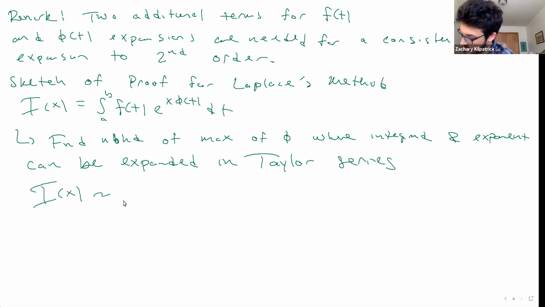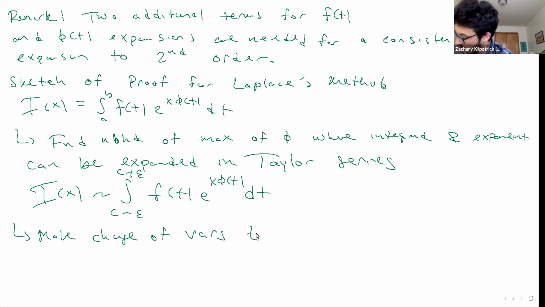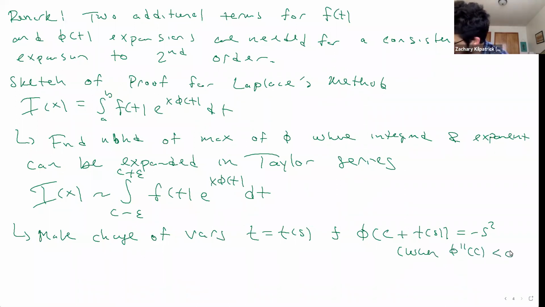In that case, we can write I of x to leading order as the integral from c minus epsilon to c plus epsilon, f of t, e to the x phi of t dt, right? But to go further, if we make our change of variables, t equals some function t of s, such that phi of c plus t of s is equal to minus s squared, as long as phi prime prime of c is less than 0.